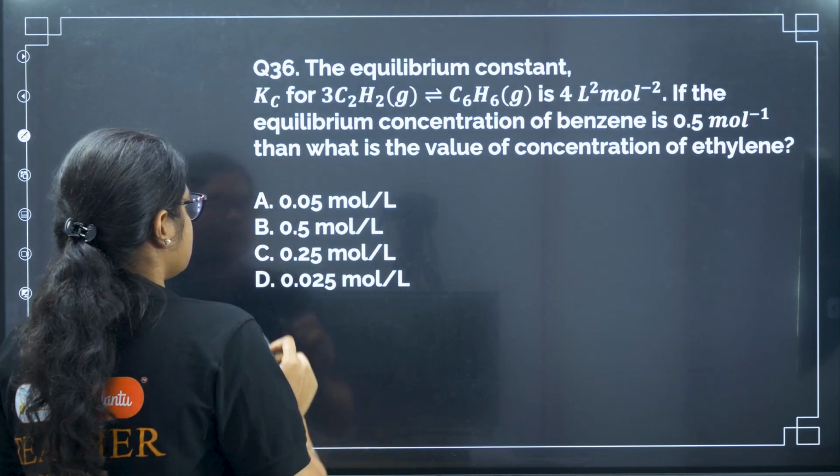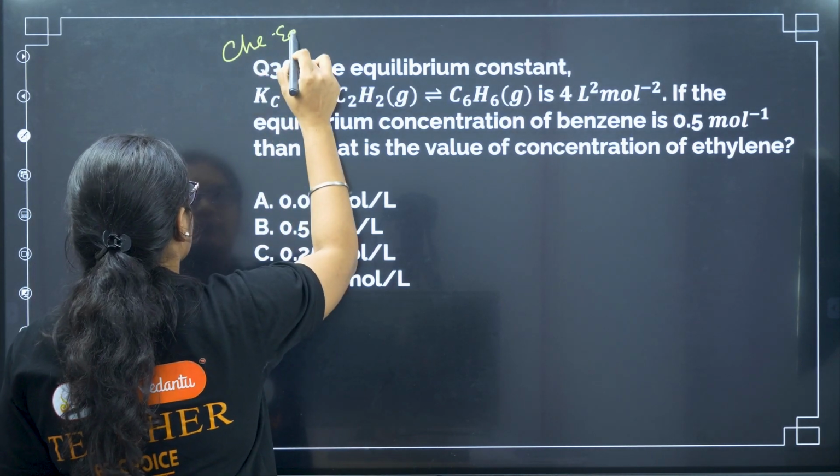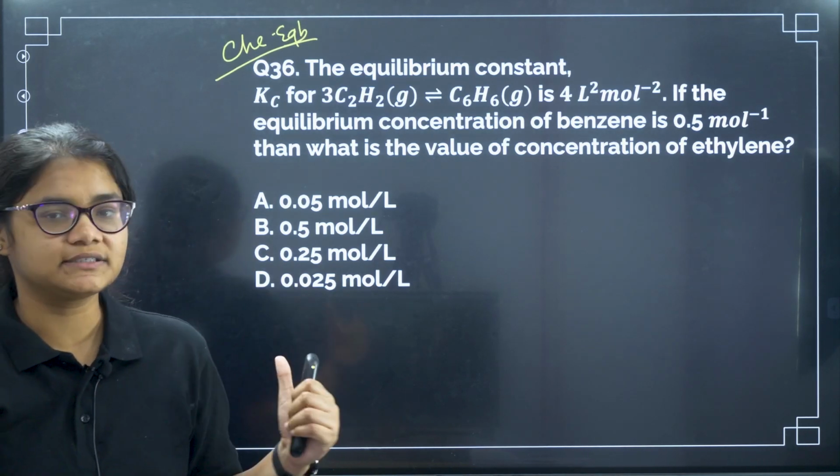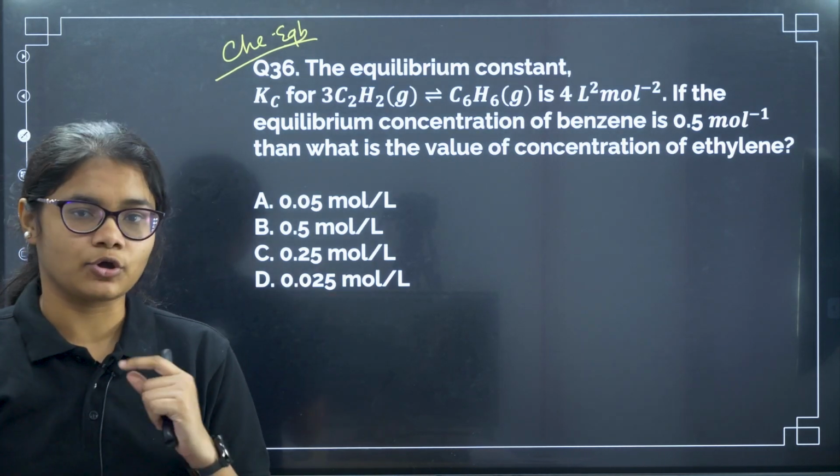Next, the equilibrium constant. So we have come to chemical equilibrium now. This is a high weightage topic, students. You can easily expect 2 to 3 questions from this chapter. So prepare this chapter thoroughly, okay.